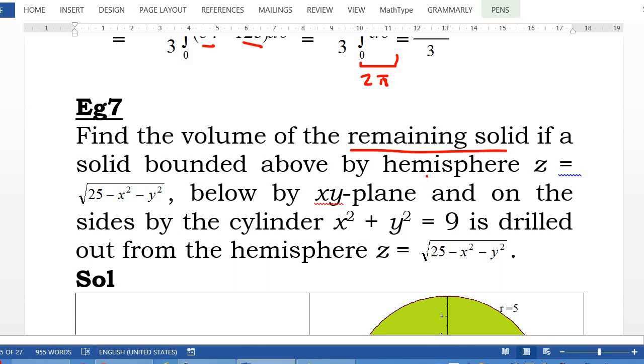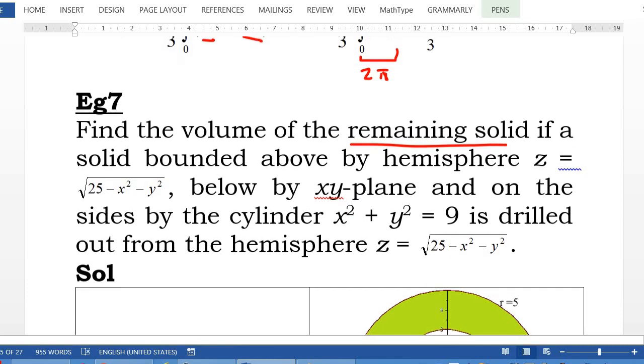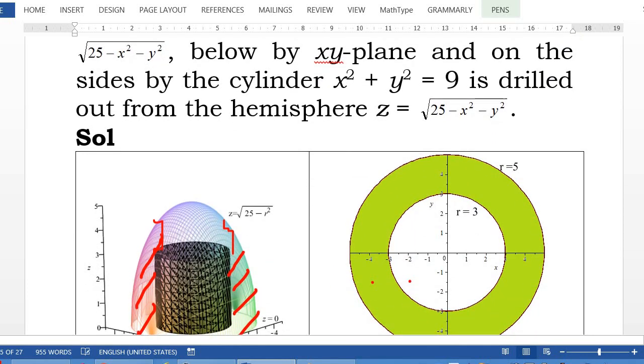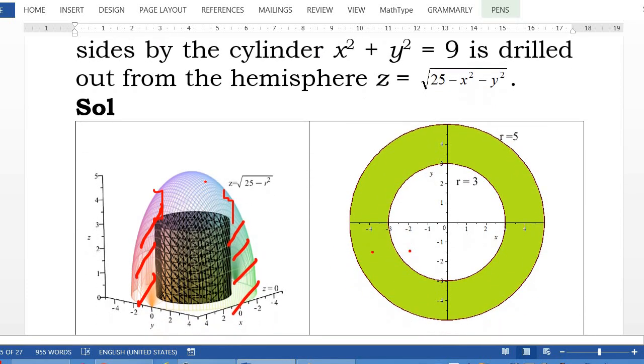Okay, if the solid above is a hemisphere, below the xy plane, on the side by a cylinder, drill out, take out. This one we don't want. What we want is only here. So the bottom surface, because it's on the xy plane, is z = 0. The upper surface, there z equals the square root of 25 minus x squared. The limit for z is the same.